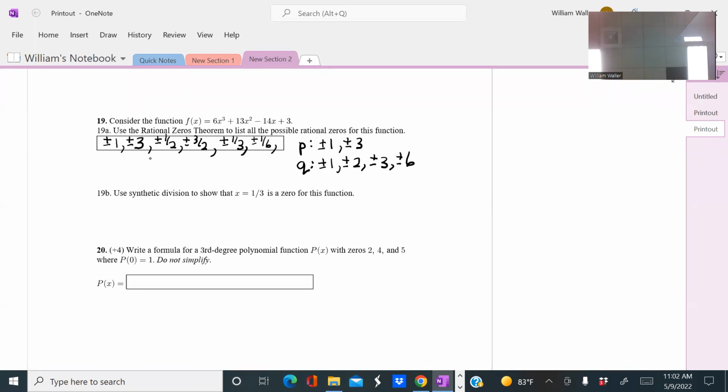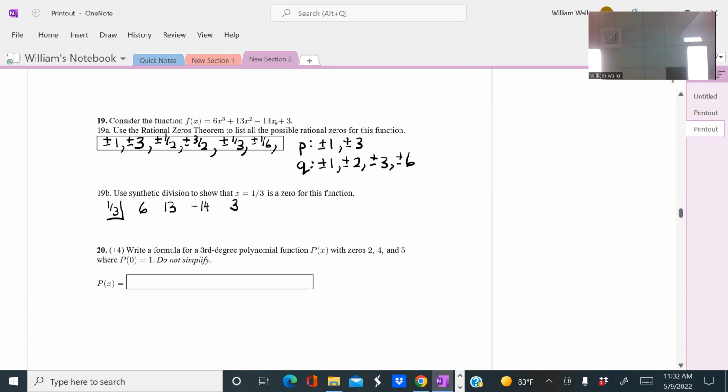So we're hoping that if we have any x-intercepts, they'll show up in that list, right? And that's what part B actually says. It says use synthetic division to show that 1/3, it turns out, really is an x-intercept for this function. So let's use our synthetic division. So we write down the 1/3, right? Write down the coefficients of your polynomial. So you have 6 and then 13 and then minus 14 and then 3.